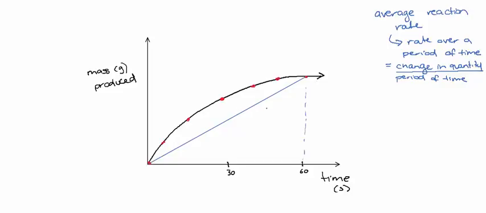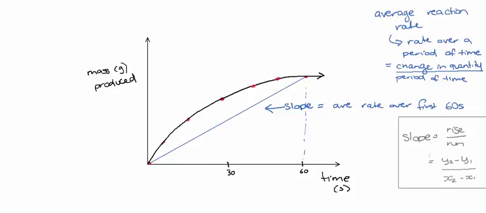And you do that by finding the slope of this line. So the slope would be equal to the average rate over the first 60 seconds. And just to jog your memory, you find the slope by taking the rise over run. So you just need any 2 points, and you subtract the one y value from the other, and you divide it by the corresponding x value, subtracting by the other. So rise over run, or y2 take y1 over x2 take x1. And you're probably familiar with that concept from mathematics.